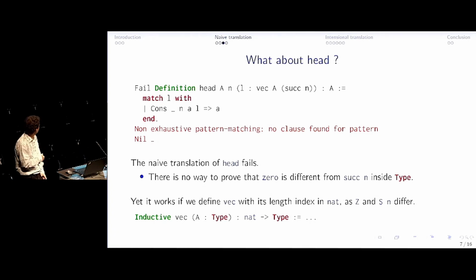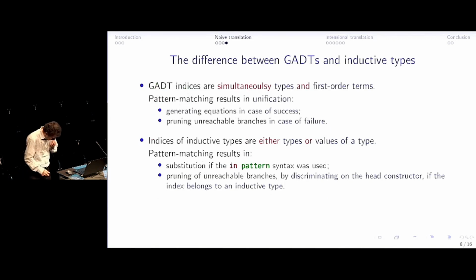And it will be able to accept this definition, correctly seeing that nil cannot happen. So what's the situation? What's happening here is that GADTs and inductive types are not the same thing. They look very similar, and I think there is clearly an influence of inductive types on GADTs, but they are not the same thing, because in GADTs, indices are simultaneously types and first-order terms.